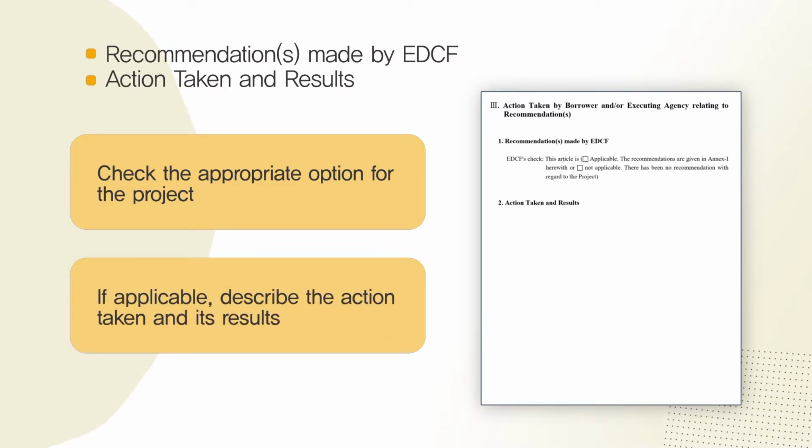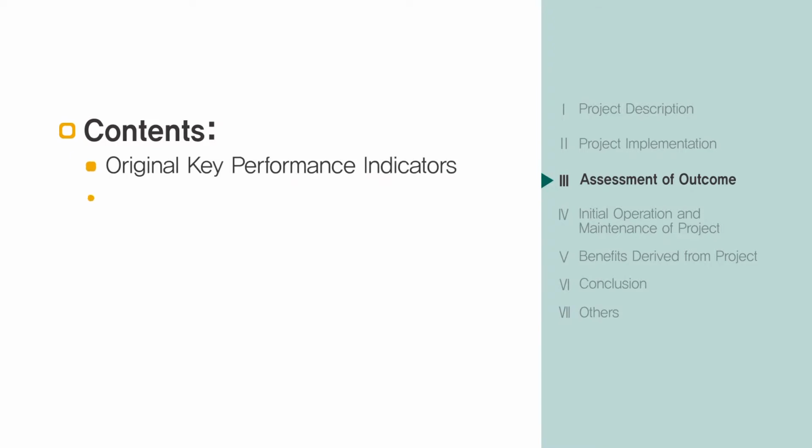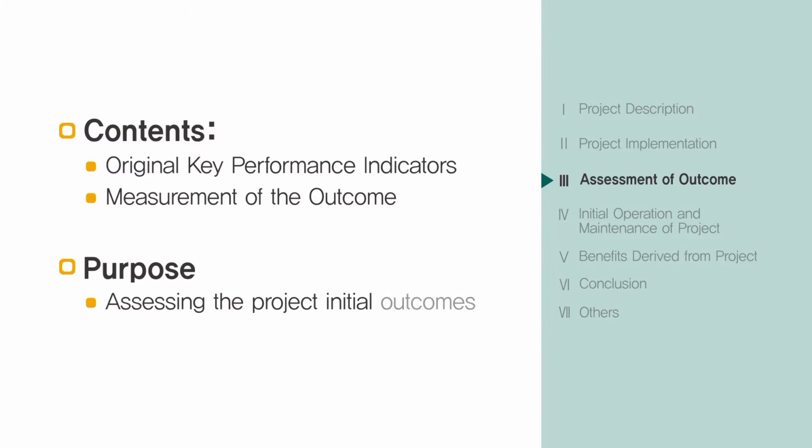If the applicable option is selected, the description of the action taken and the results of the action should be given. Concerning each item recommended above, action taken, dates, contents, and the results should be described. If no action has been taken in accordance with such a recommendation, the reasons should also be presented. Alternatively or additionally, you can assess the initial outcome of the project using key performance indicators.